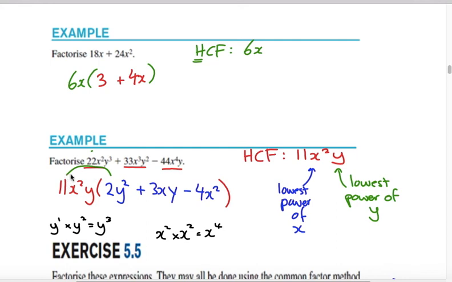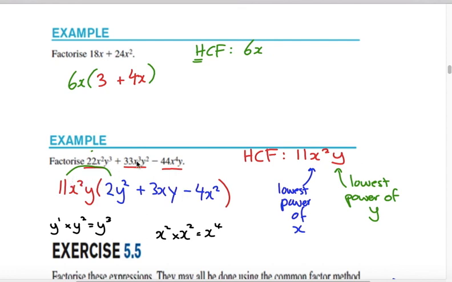And so we do the red step, 11x squared y, open up your brackets, and then 11x squared y times what makes 22x squared y cubed? 11x squared y times 2y squared, because we need a 22. We've already got an x squared, and we need to make y cubed, so y times y squared. So you just go very carefully and systematically, and then it's pretty easy.